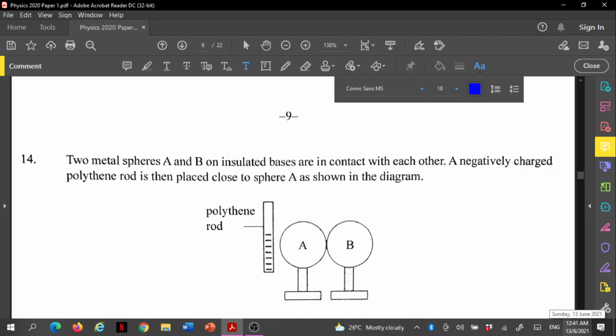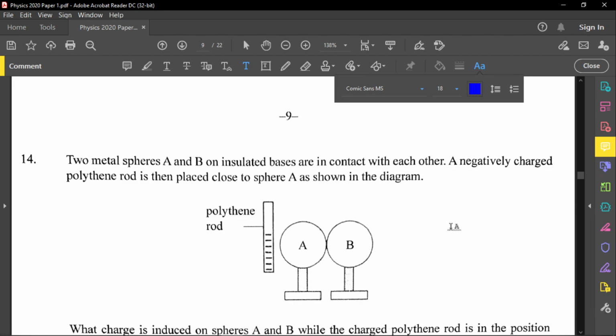All right, for question number 14, it said that two metal spheres, A and B, on an insulated base are in contact with each other. A negatively charged polythene rod is then placed close to sphere A as shown in the diagram below. So quick, let's do this real quickly.